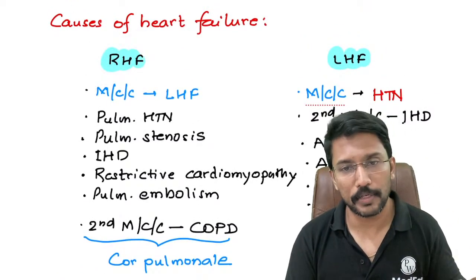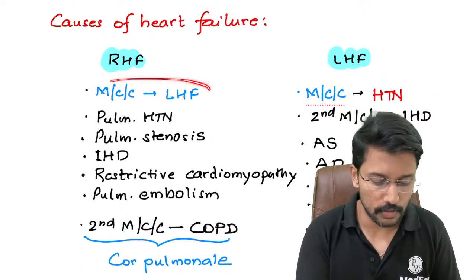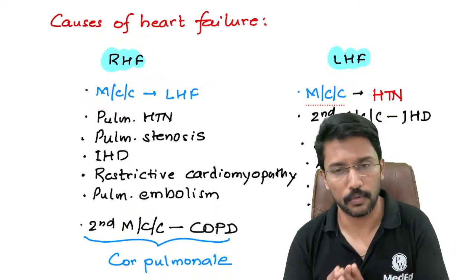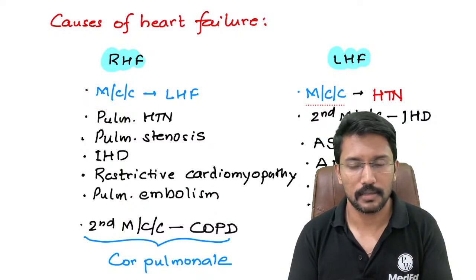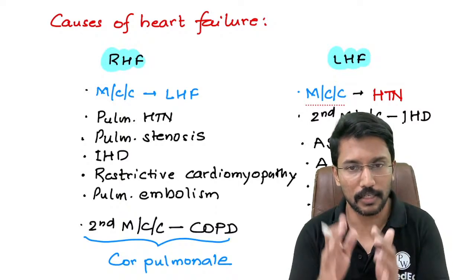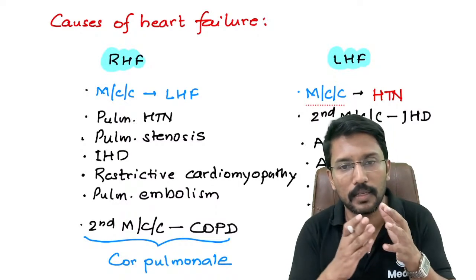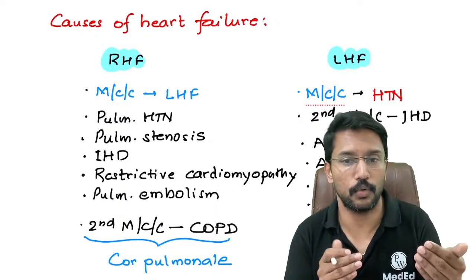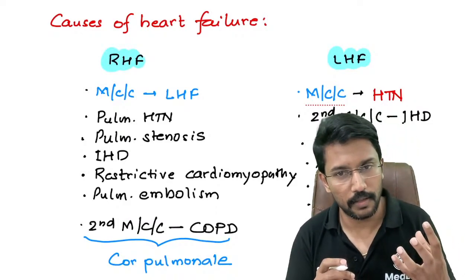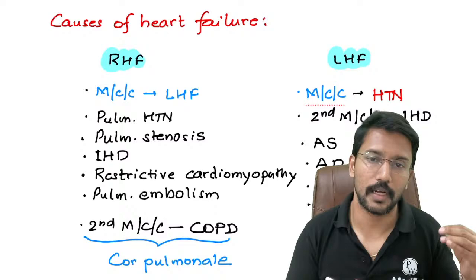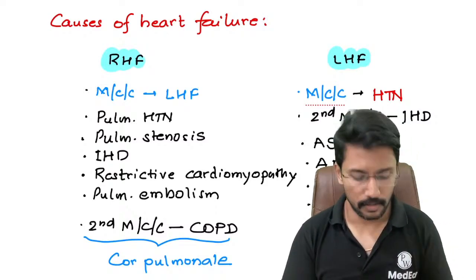For right heart failure, they will ask you only one MCQ. What is the most common cause for right heart failure? The most common cause for right heart failure is left heart failure. When the left heart fails, left atrial pressure increases, right? Pulmonary venous pressure increases, and congestion in the lungs happens. Eventually that leads to pulmonary artery pressure going up, then the right ventricle developing hypertrophy, and that is where the right side of the heart starts failing, right?